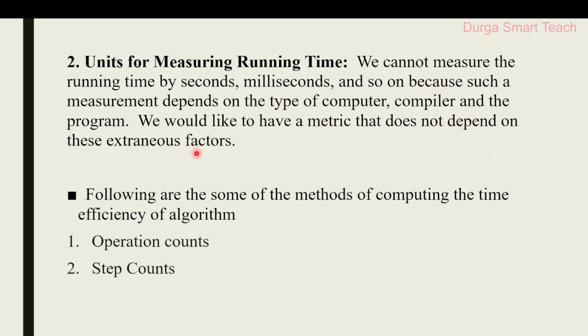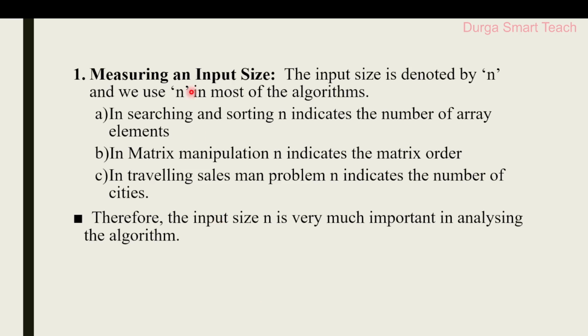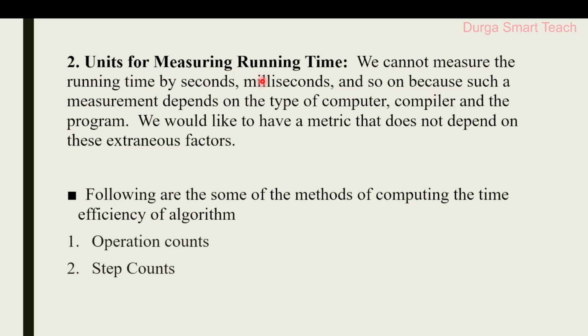Okay, those factors, those metrics are operation count and step count. So these two are for computing the time efficiency of an algorithm. These two are methods, operation count and step count. So first we have to measure the input size, and second we have to measure units for measuring running time. That can be measured by using operation count or step count.